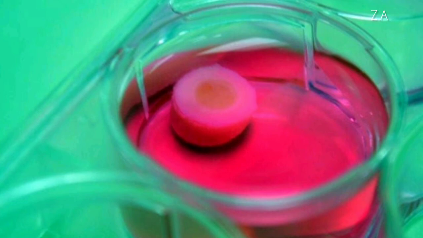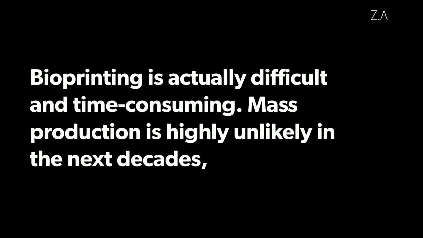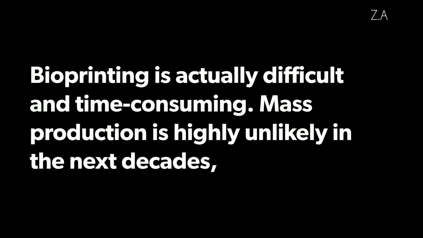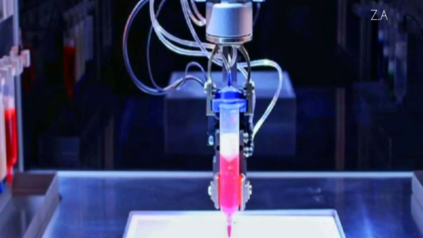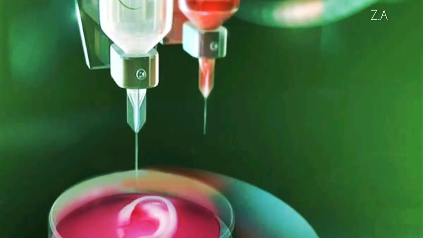You have to know bioprinting is actually difficult and time consuming. Mass production is highly unlikely in the next decades, and we are even further away from printing complex organs. And even if the technology becomes more available, tissue engineering will be more feasible than printing out entire organs. Synthetic skin, a bionic ear, bladder, or cornea might be the first tissues to be either bioprinted or grown in the lab on demand, since they are the tissues containing a small number of cell types. After that, more complicated ones might be engineered.